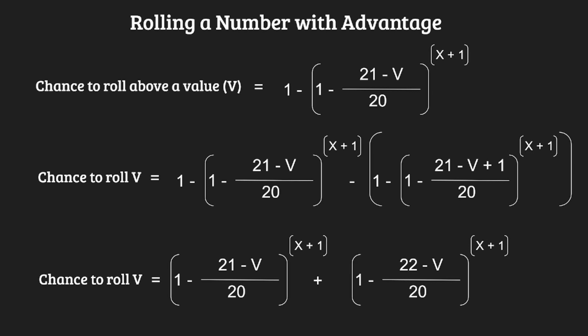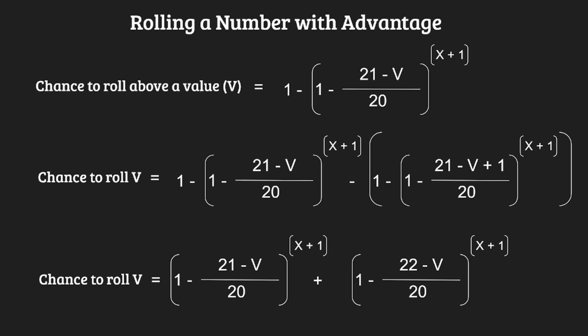It looks really messy. In fact, we're doing the same thing we did for the disadvantage, right? We take that chance and we subtract from it the chance to roll a number 1 higher, right, or above. It looks like a huge mess, but we can actually simplify this, because really what I'm doing is when I'm subtracting these, the big whole bit in parentheses in front of both of them cancels out. And so what we get is this 1 minus 21 minus v over 20 plus 1 minus 22 minus v over 20, right? And so we can use these equations right at the bottom basically to figure out what our chances are to roll a certain value with advantage or with disadvantage.